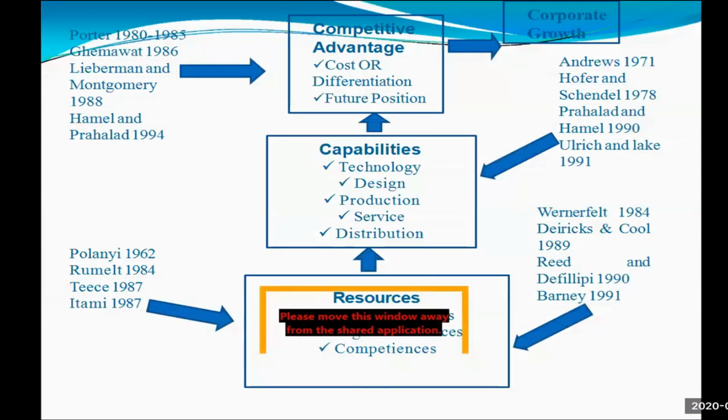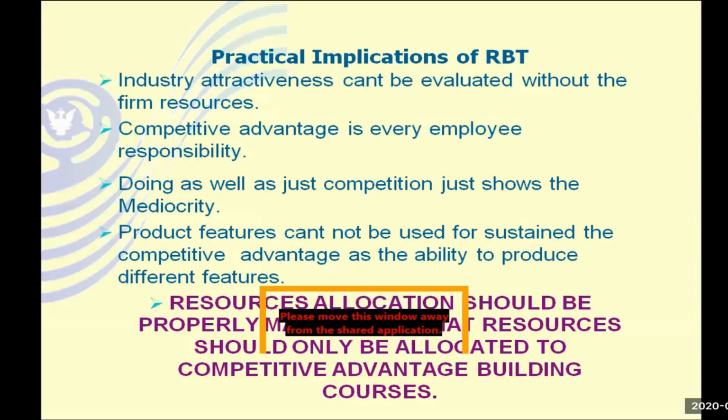Okay, I think we saw this previously. This is a corporate goal we are talking about. After all that, we are looking at corporate growth. Maybe what are the practical implications of the resource-based theory in resource allocation? The attractiveness of the industry must be based on resources, because the resources are what derive competitive advantage. If there are no resources, then you cannot say this industry is more attractive than the other.